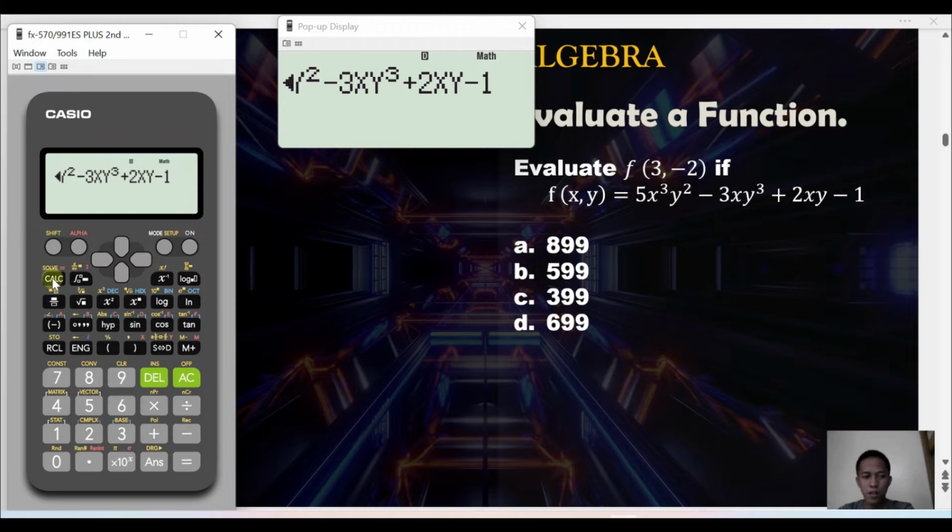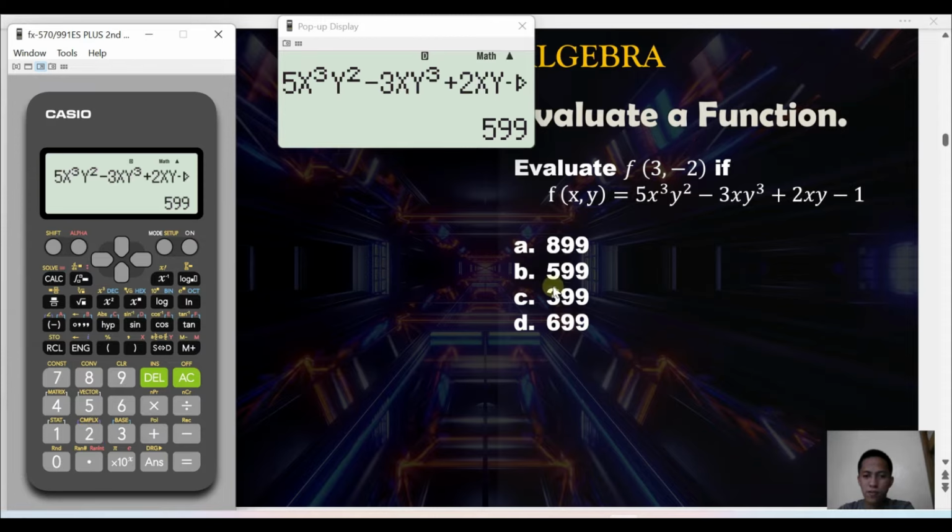Okay? So, CALC natin guys. CALC, then ano daw yung x natin? X is 3 in the problem. So, 3. Ano daw yung y? Y is negative 2. Negative 2. So, equals lang. We have here 599. So, that is letter B.